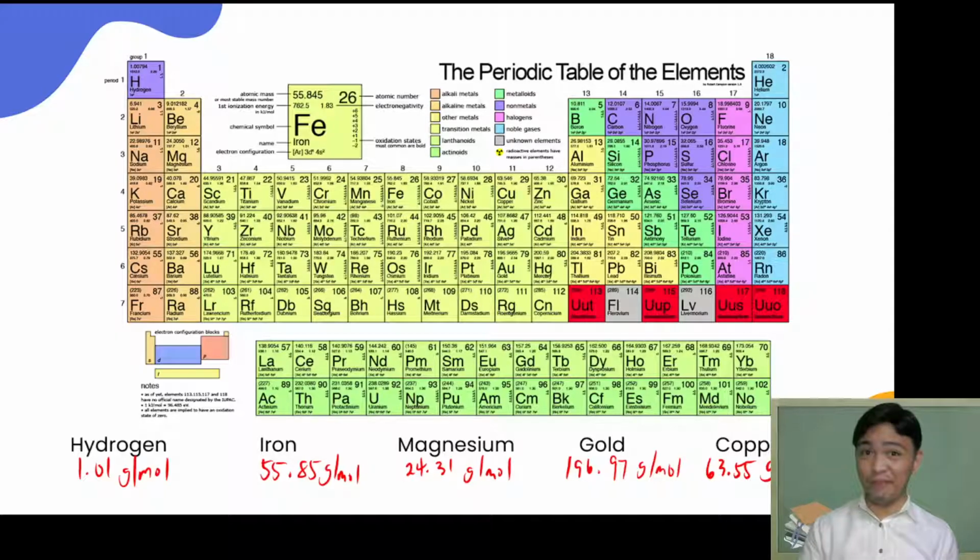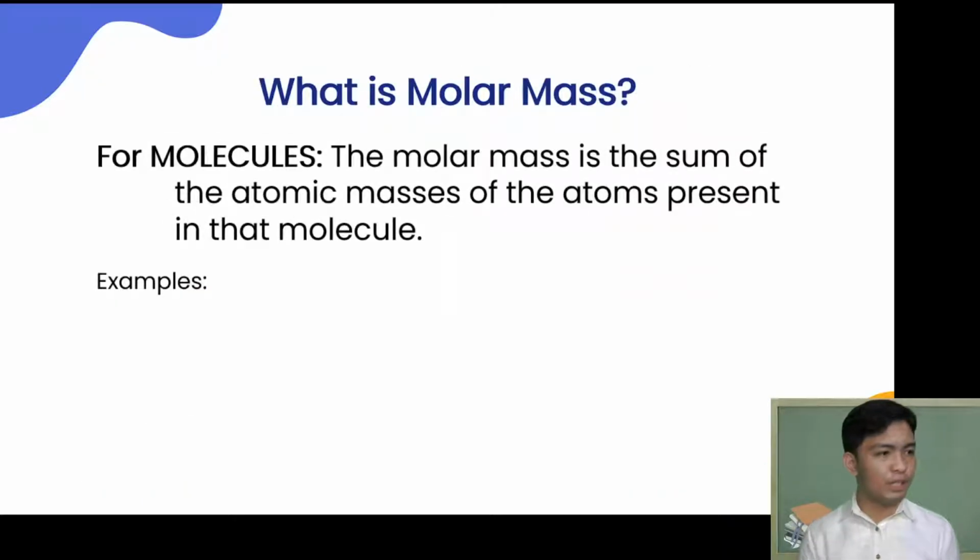So, this is for elements. But what about for compounds or molecules, group of atoms? Paano naman yun? So, for molecules, the molar mass is the sum of the atomic masses or mass numbers of the atoms present in that molecule. So, molecule combination of atoms. So, you add all the molar masses of those atoms present there at kung ilan sila.